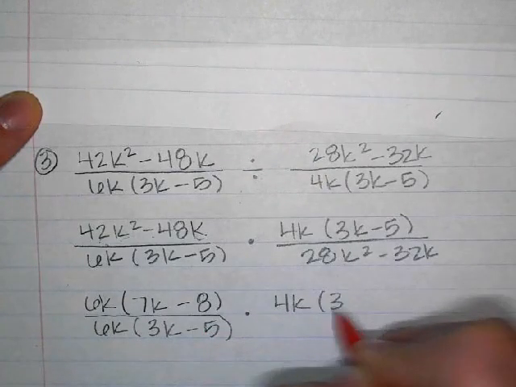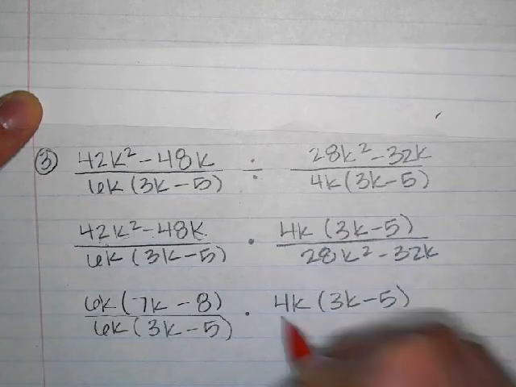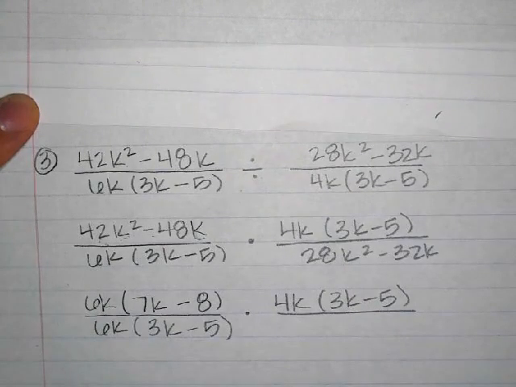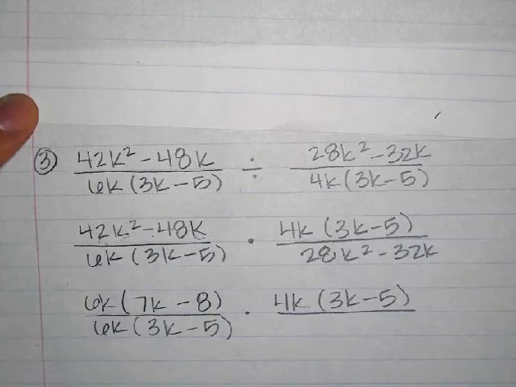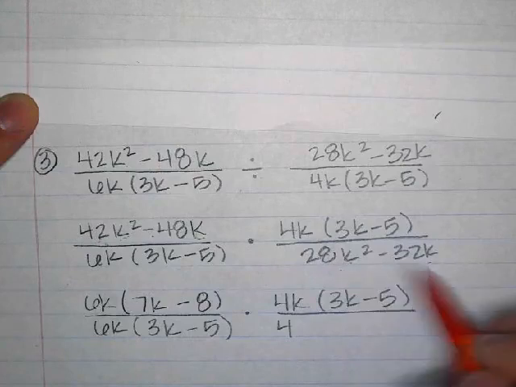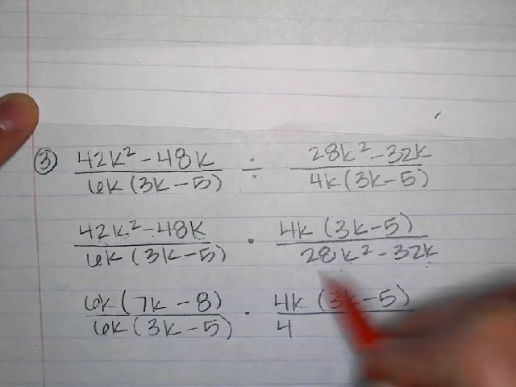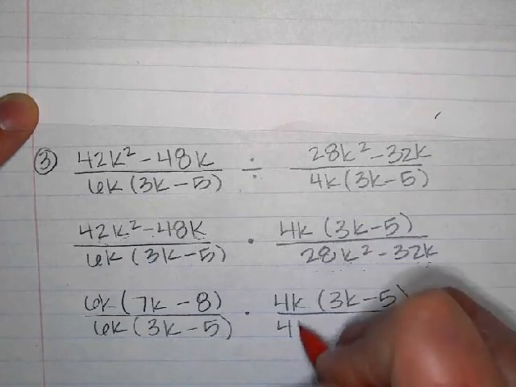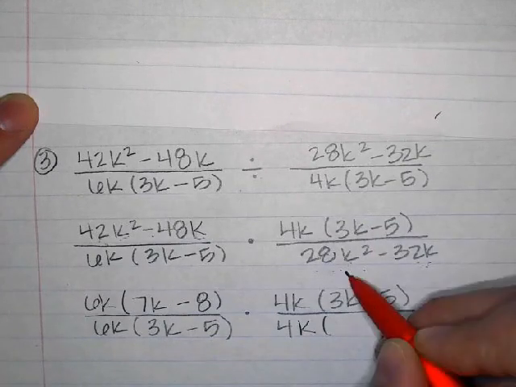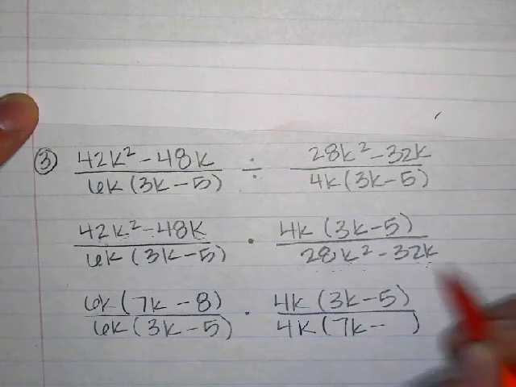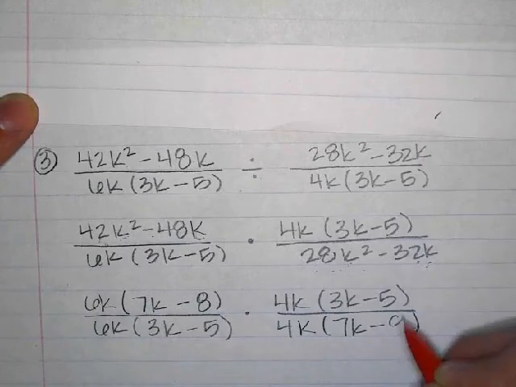What's the GCF between 28 and 32? 4? 4 and what else? Is it just 4 or is there a letter also? Okay. And then what's left over? 7k minus 8. Okay. All right. And then what cancels?